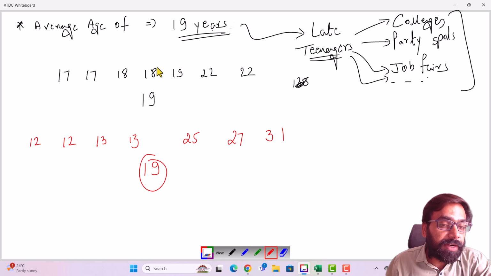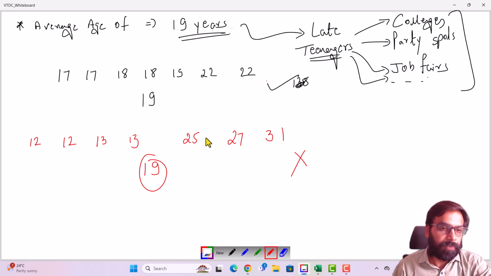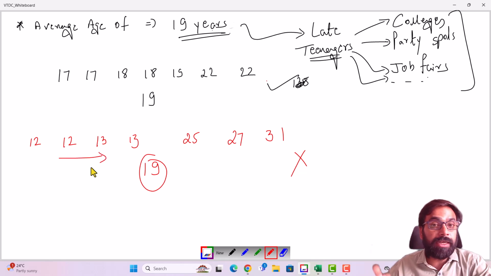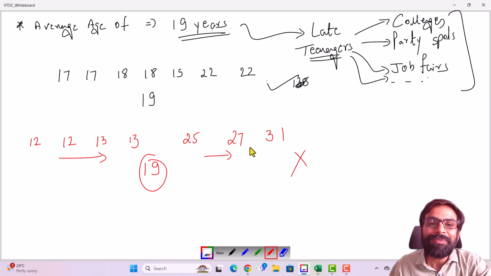But these two groups are different. Here I can take the assumption that on an average, my target audience is late teenagers. Here I can take that assumption. But here, taking that assumption would be deadly because in fact, none of them are around 19. All of them are either young kids about to enter their teenage years or somebody who is more towards the second half of their youth, stepping into middle age.